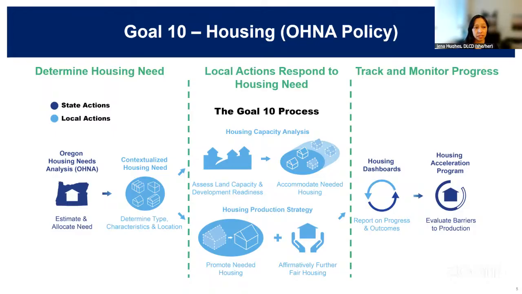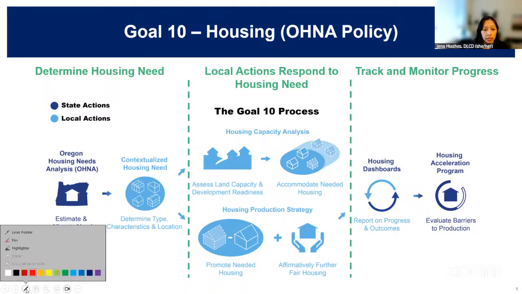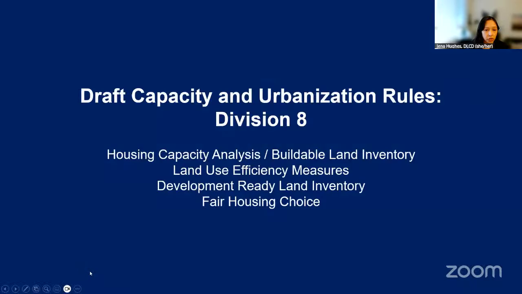Up until this point, we've discussed rules pretty much singularly topic by topic, but we haven't really talked about the Division 8 rules as a whole and how they connect to one another. So this graphic here, I know you all have seen it before. This is a review of the Goal 10 process under OHNA. And I think it's helpful to bring it up again to help frame the conversation. In particular, we'll be focusing on that middle portion there, related to draft amendments for assessing land capacity and development readiness, and also responding to a deficiency through efficiency measures.